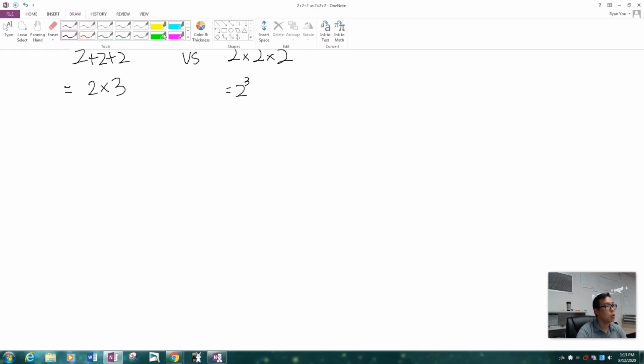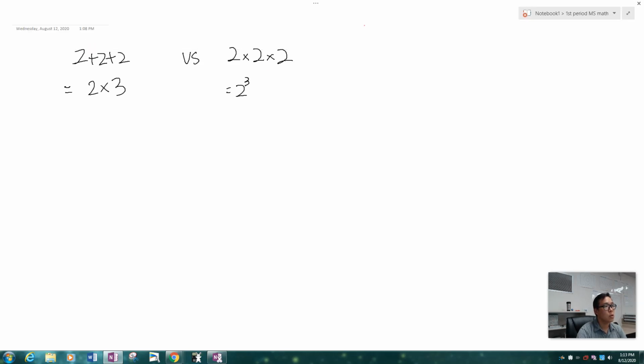And let me give you some nomenclature for this one. The 2 in the bottom is called the base. And here, the 3 on the top is called the exponent. And together, we say this is the power.